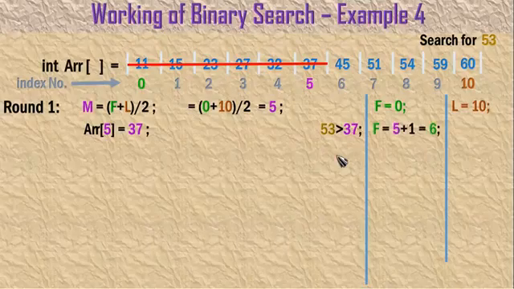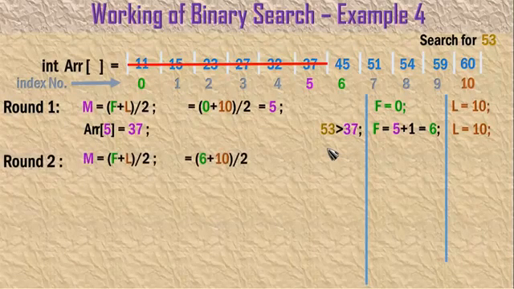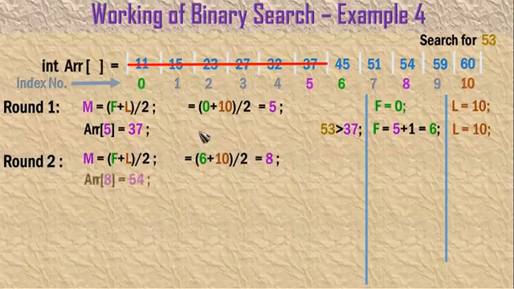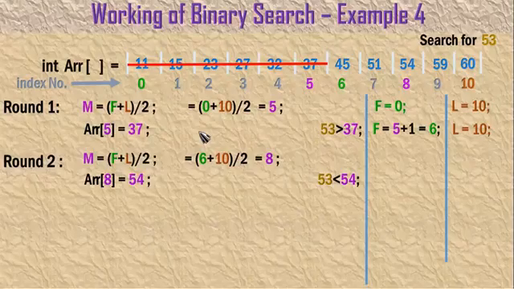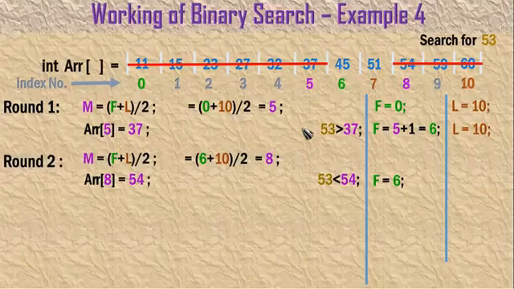First index becomes middle index plus 1. Last index remains the same. Now at round 2, 6 plus 10 by 2, it becomes 8 again. At index 8, 54 is available. 53 is lesser than 54. So the second half will not get searched. Now the first index remains the same. Last index is middle index minus 1.